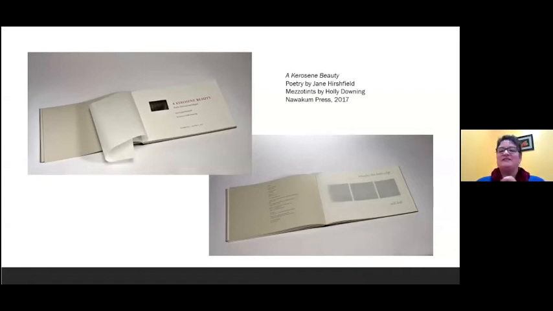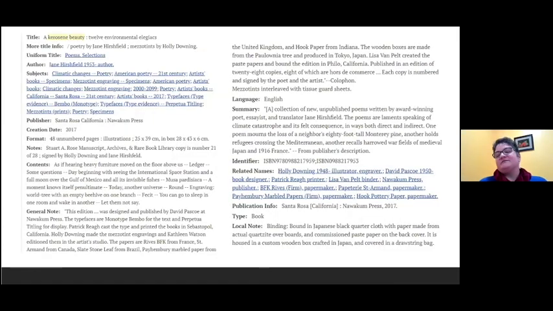So let's look at the complete opposite. This beautiful book is Kerosene Beauty, the poetry by Jane Hirshfield, the Mezzotints by Holly Downing, produced by Nawakum Press in 2017. And you'll notice in the lower photo on the left-hand side is a whole bunch of information. I know it's too small to read, but it is a whole bunch of information. And this is the record for this item. You'll notice that we have subjects right up at the top: climate change, poetry, American poetry, Mezzotint engraving, specimens, all sorts of things. It's got some locations. It's got that it's an artist book.